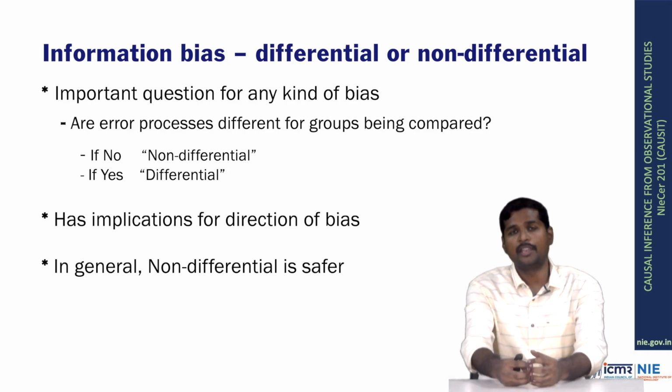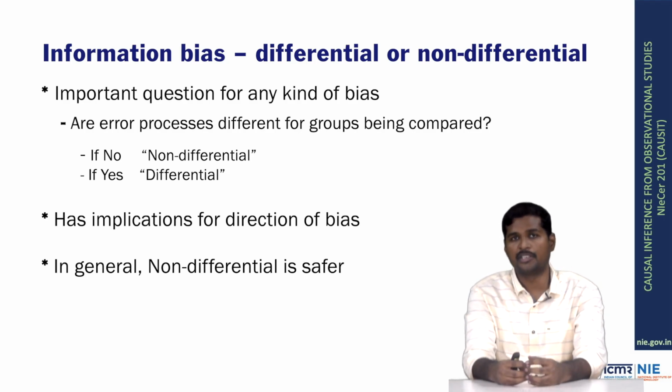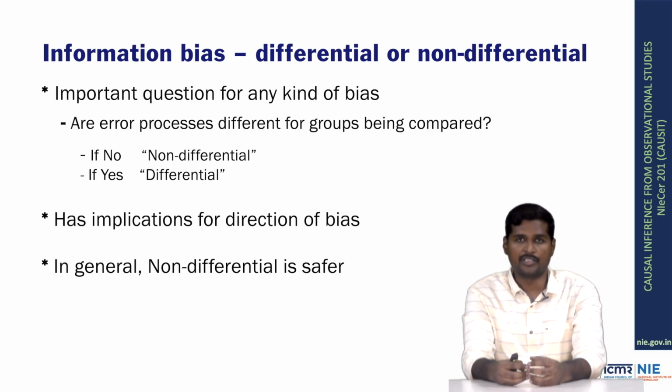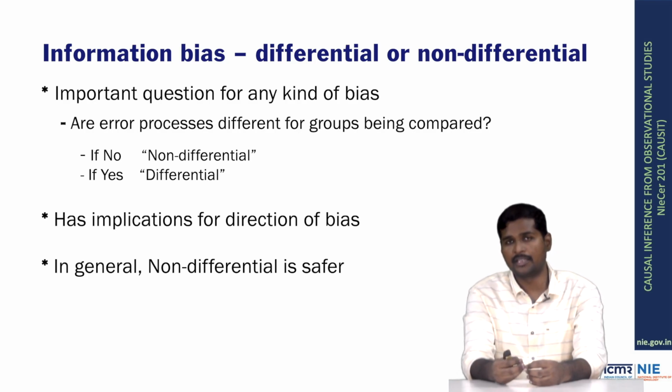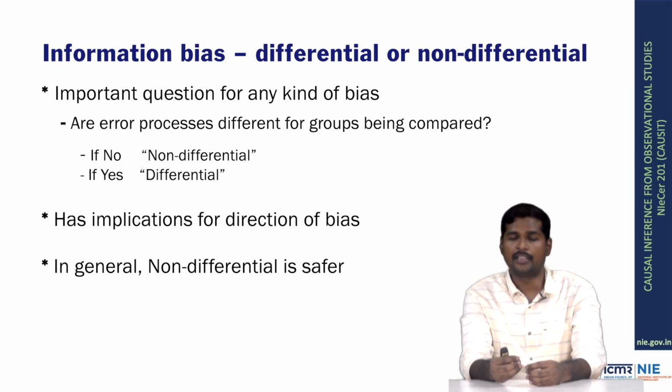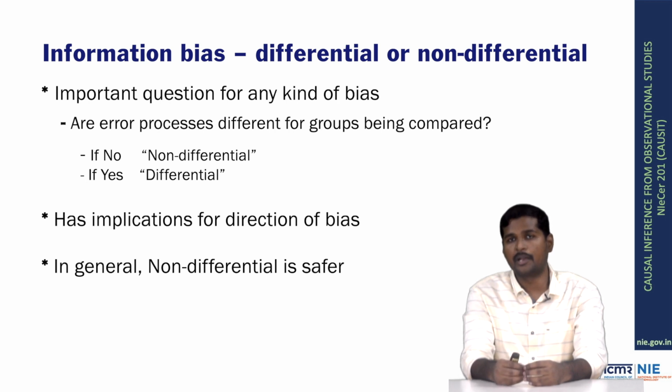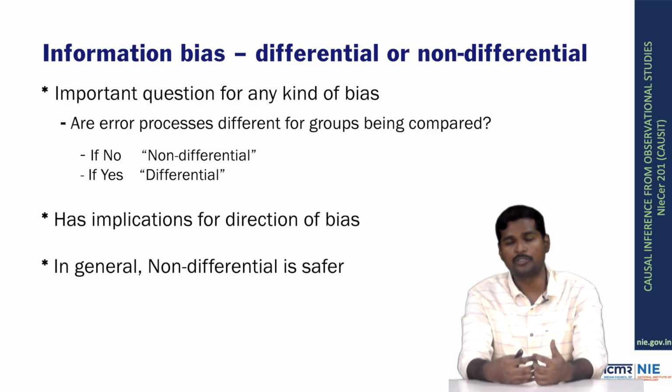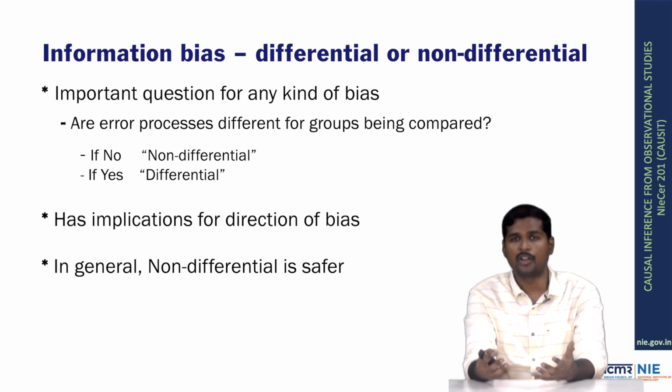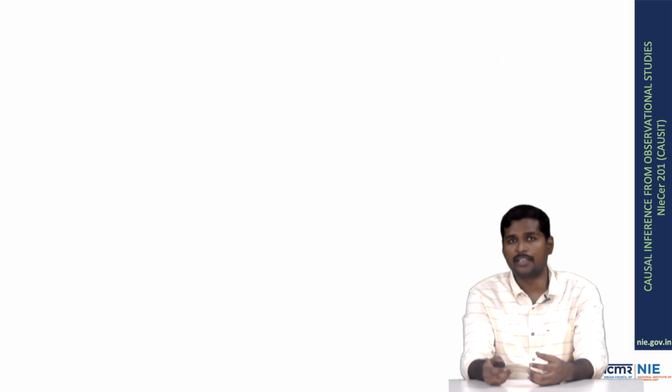Now, why do we worry about these two types of information bias, that is differential or non-differential? It is important because the type of information bias that is coming can affect the result or the estimate, and it affects the direction of the estimate. In general, non-differential bias is safer because the same error-prone question or the same error-prone instrument is being used across the board for everyone, so it is not causing any differences in the way we measure in different groups, and we will see why it is safer.